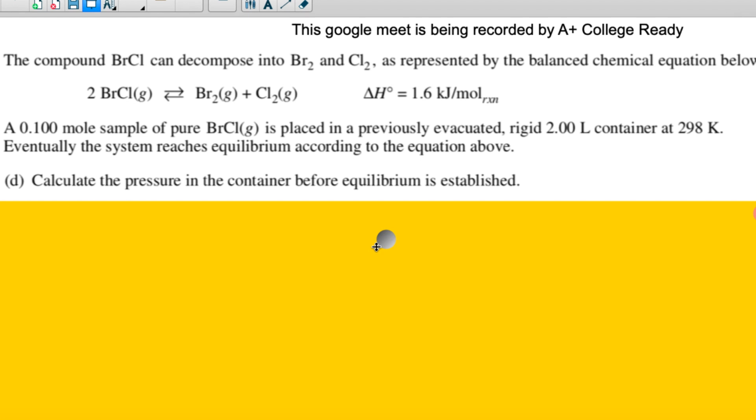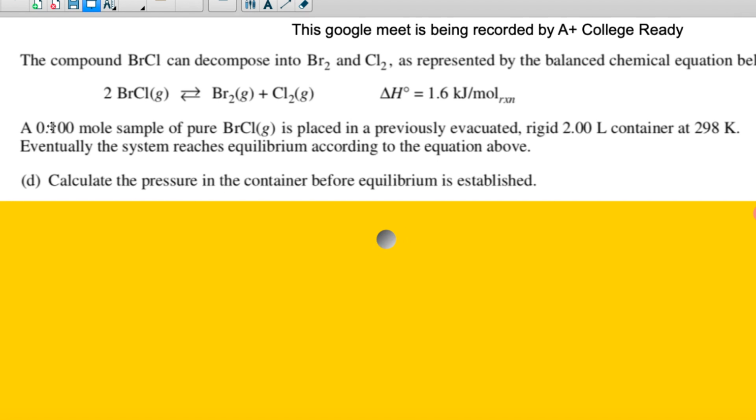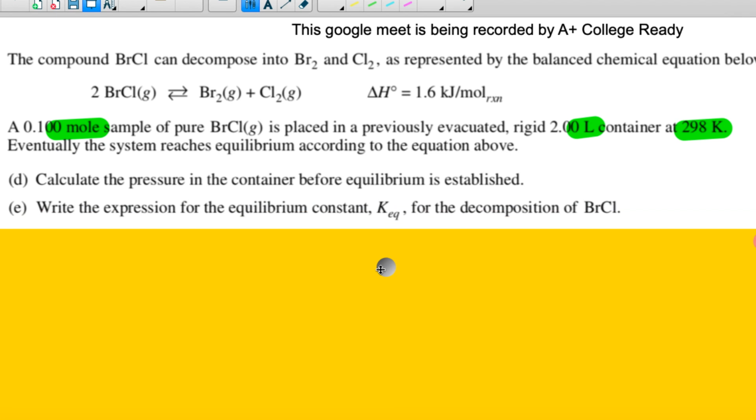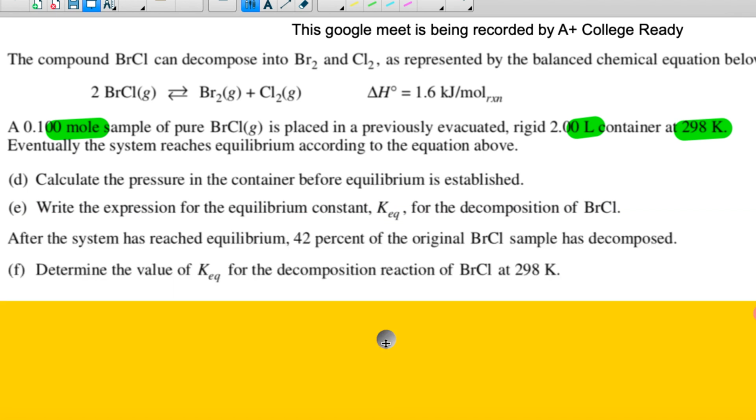Well, this is one of those questions that's asking you previous content. How would you find pressure with that information? Well, you're given moles, so don't be afraid to circle things and go, oh yeah, I know what moles are. So I'm given moles, I'm given volume, and I'm given temperature. So I ought to be able to plug into the ideal gas law, PV equals nRT, and find pressure. Write the expression for the equilibrium constant. After the system has reached equilibrium, 42% of it is decomposed. Determine the value of Keq.